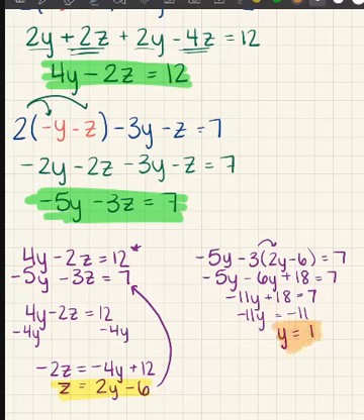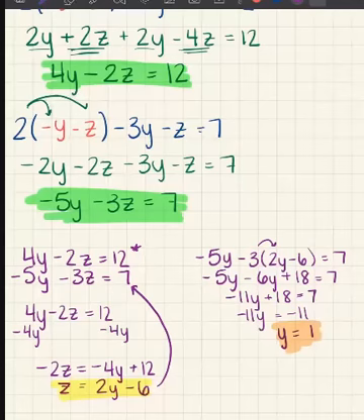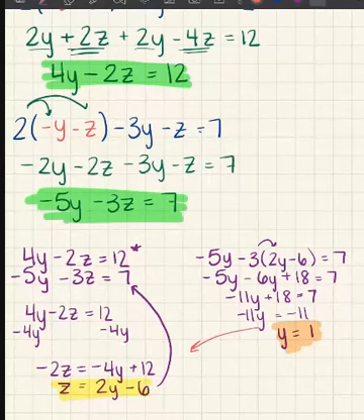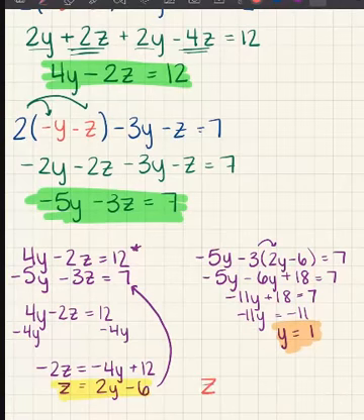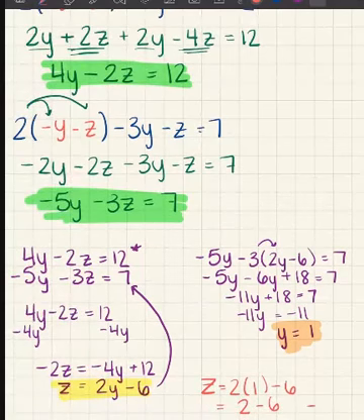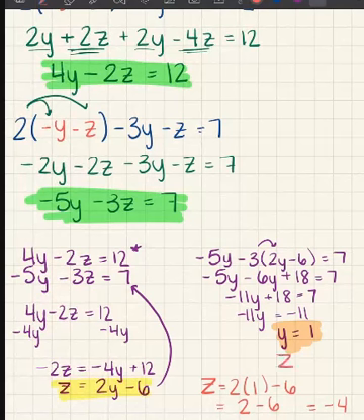We now know one of our pieces. And if you remember when we did 2 by 2 systems, what we did then is plug that back in to the other equation, into this bad boy down here. So we can do just that. I can say z is going to equal 2 times whatever y is, 1, minus 6. Well, 2 times 1 is 2, minus 6 equals negative 4. So now I know that z equals negative 4, and we are, in fact, almost done.